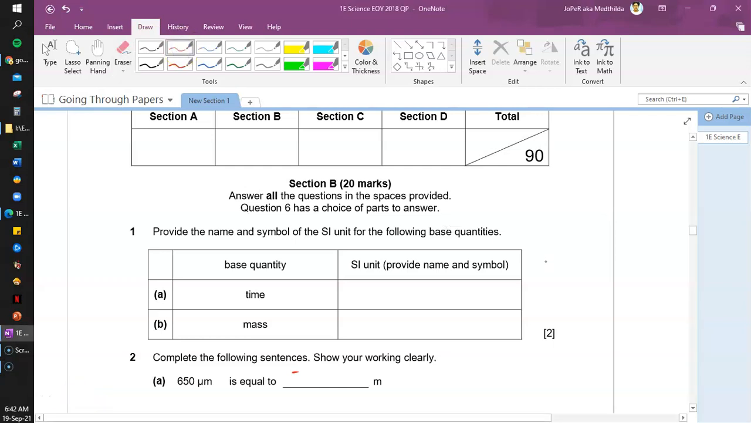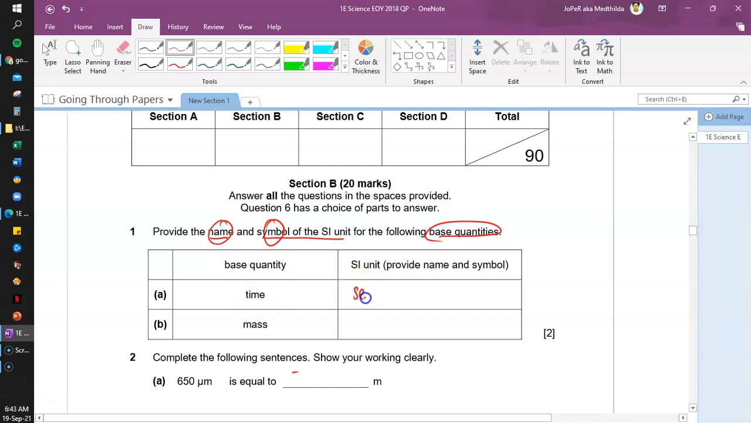Okay, we're going to go through the 2018 end of year paper for Sec 1. So let's go through section B now. Question 1: provide the name and the symbol of the SI unit of the following base quantity. So I want the name, I want the symbol.